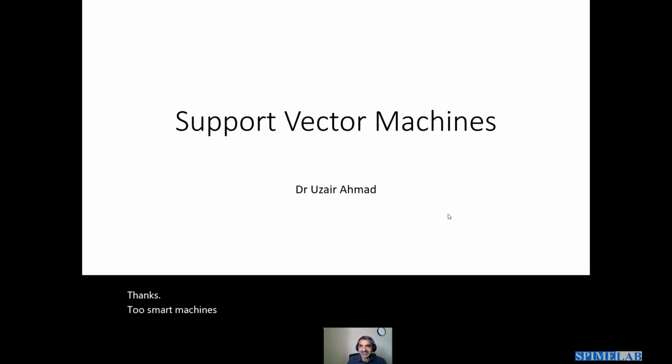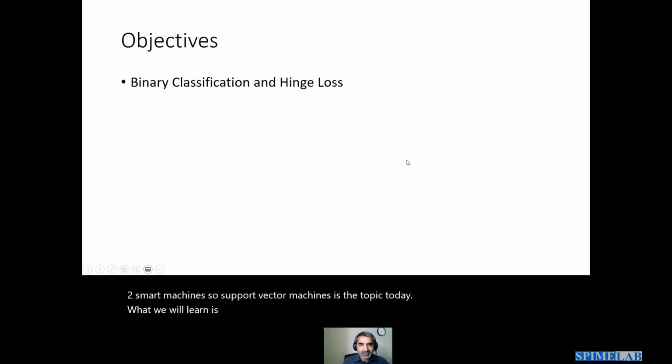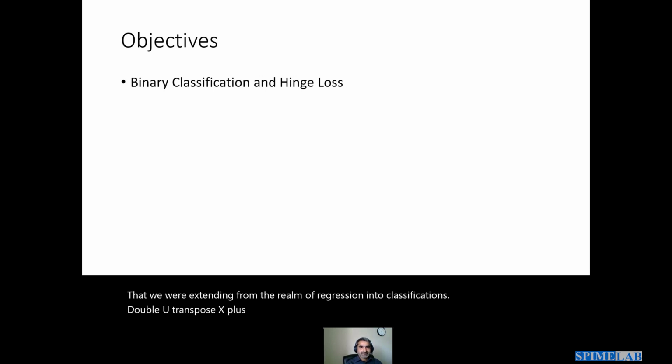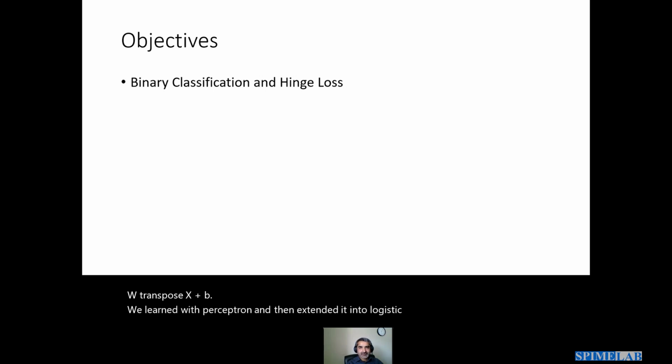So support vector machines is the topic today. What we will learn is this usage of the same linear model that we were extending from the realm of regression into classification, W transpose X plus B. We learned with perceptron and then extended it into the logistic regression case.